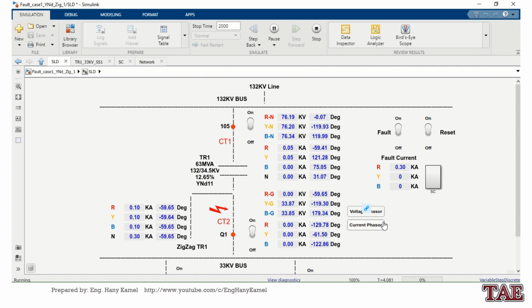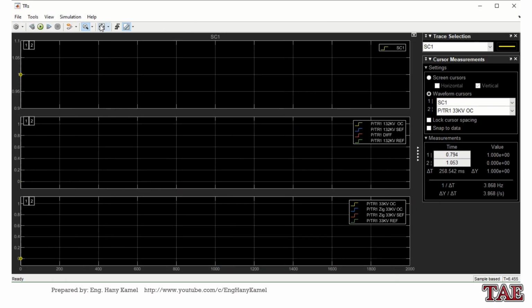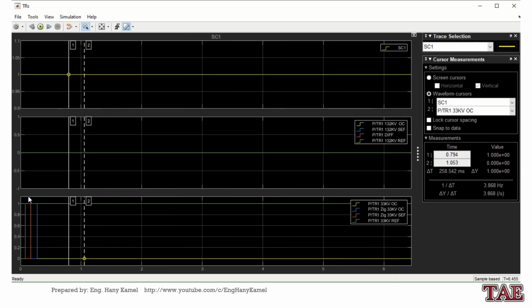For differential, if the current is more than the differential setting, it will trip. But I see here the current is small, so I think it will not trip. Also for overcurrent, I think it will not trip. So let's see the trip signals. First operated, we have restricted earth fault, and if failed, second is sensitive earth fault of zigzag, and then we have overcurrent of zigzag.